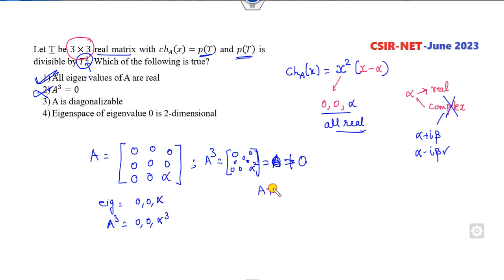What is the algebraic multiplicity of alpha? It is 1, which is the same as the geometric multiplicity. What is the algebraic multiplicity of 0? 2. Now you need to find the geometric multiplicity of 0. If it is also 2, then it is diagonalizable. Now if I consider here, it is 3 minus rank of A minus 0 I.